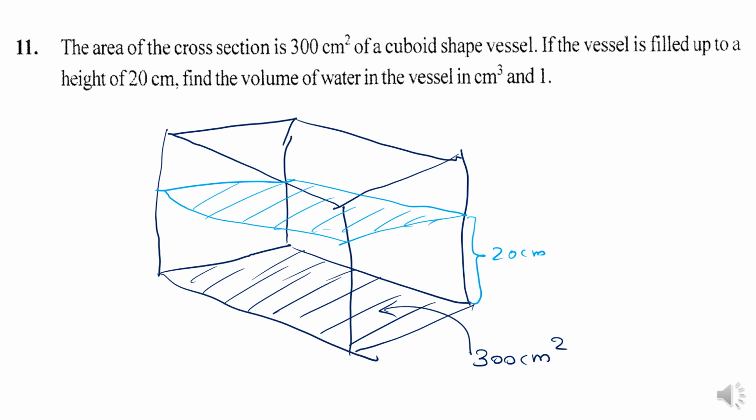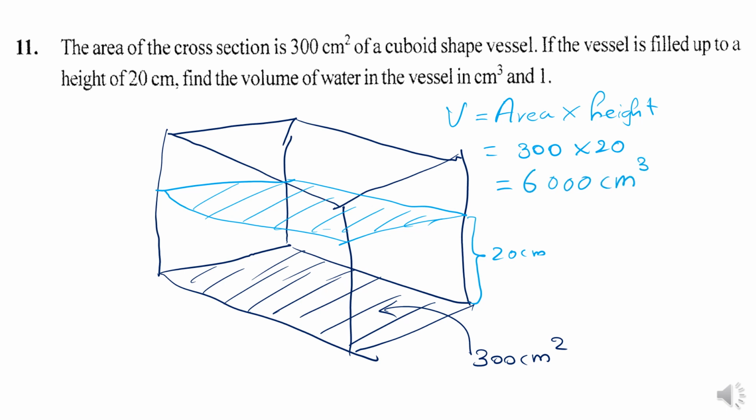So we have to find the volume of this water, and you know the volume is equal to the area of the cross section into height, right? Then the area is 300, the height is 20. All are in square centimeters and centimeters. Then it has to be cubic centimeters at the end, and this 3 into 2 is 6, and this is 6,000 cubic centimeters. The answer is 6,000 cubic centimeters.